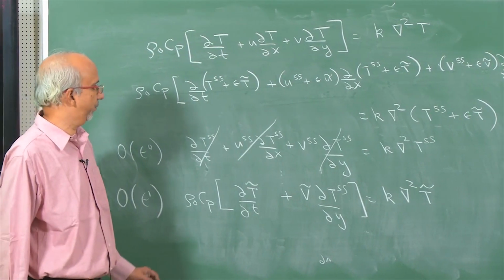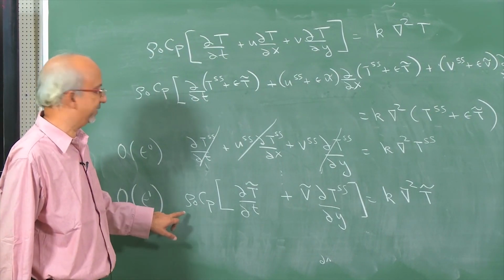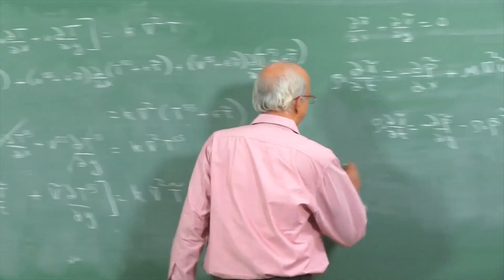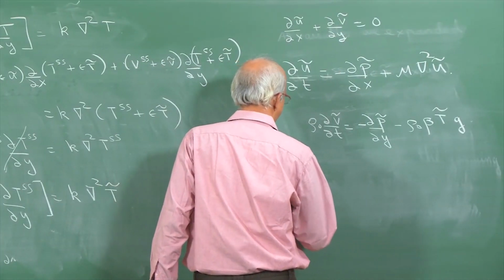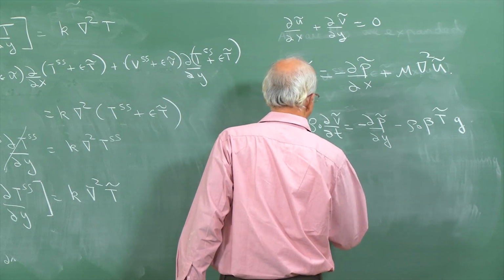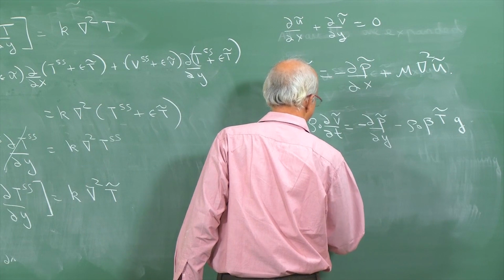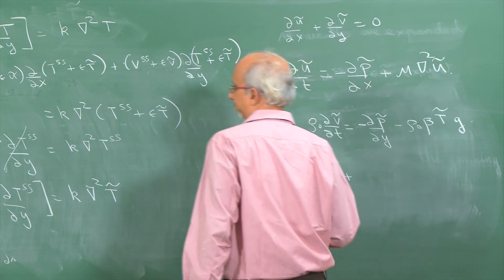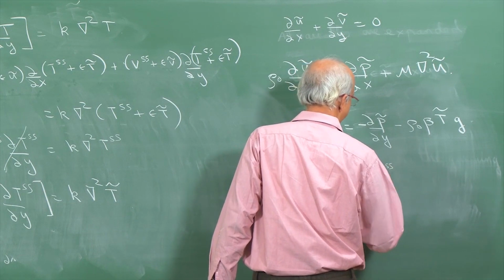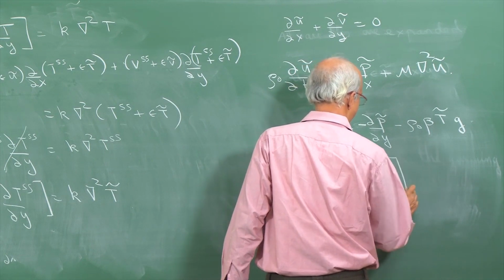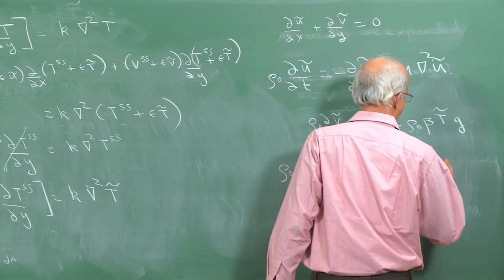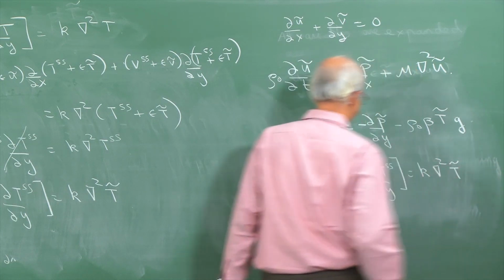So, the point I am trying to make here is very simple. This is my linearized energy equation and that gives me rho naught Cp times dt tilde by dt plus V tilde dTSS by dy equals k times del square t tilde.